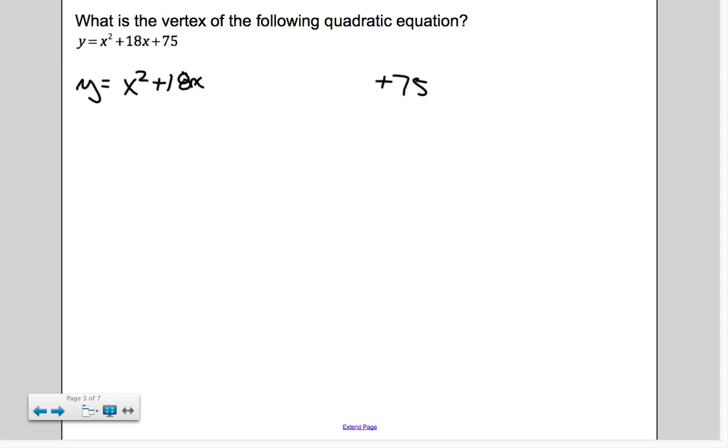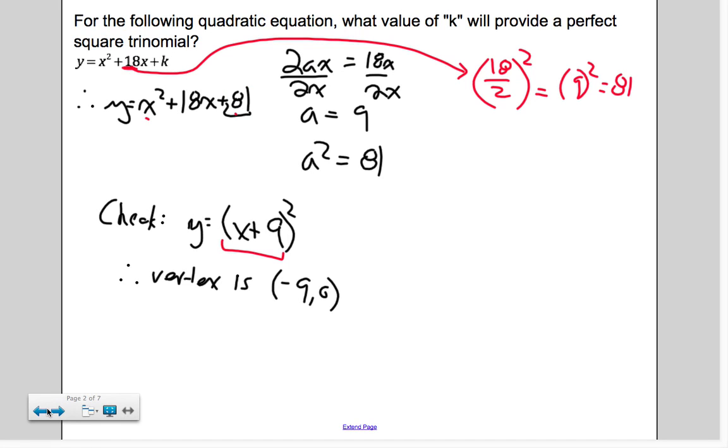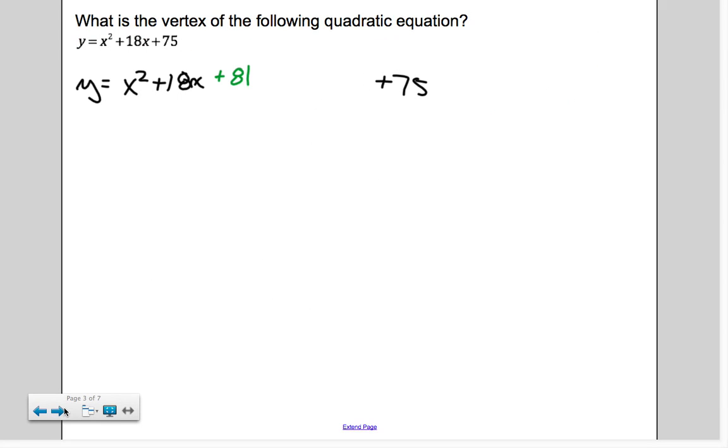Well, what happens if I add 81 here? What happens if I add 81 to that? You can put y equals bracket x plus 9 squared plus 75. Basically, what Katie recognized is that this was our perfect square trinomial, PST.